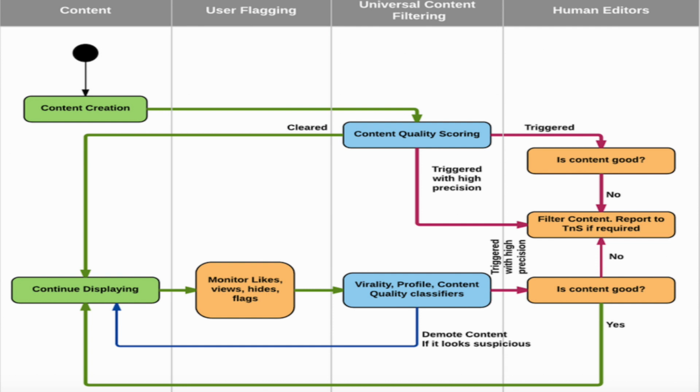Now, if it clears this stage, it goes around to the left hand side, so if you follow the green line, it goes towards continue displaying. So this means that it's not been flagged for anything bad and it carries on showing people this piece of content that you just posted.